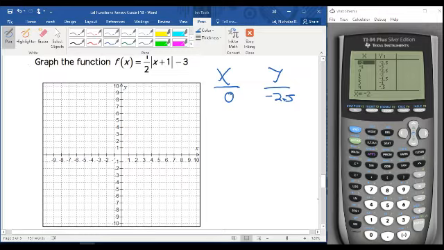So when x is 0, y is negative 2.5. But we have a shift of left 1, down 3, so when x is negative 1, y is negative 3. When x is negative 2, y is negative 2.5. When x is 1, y is negative 2.